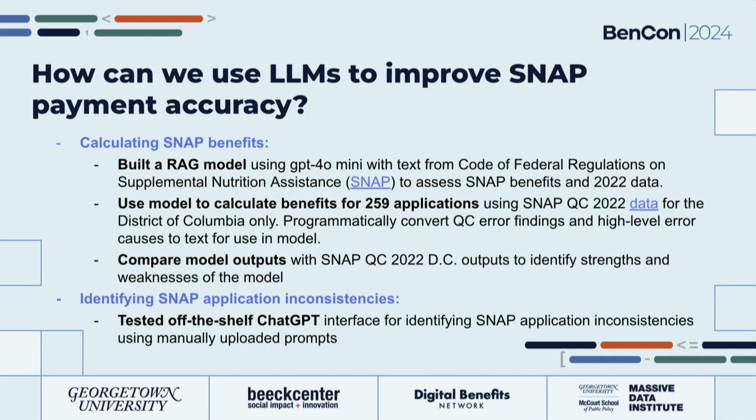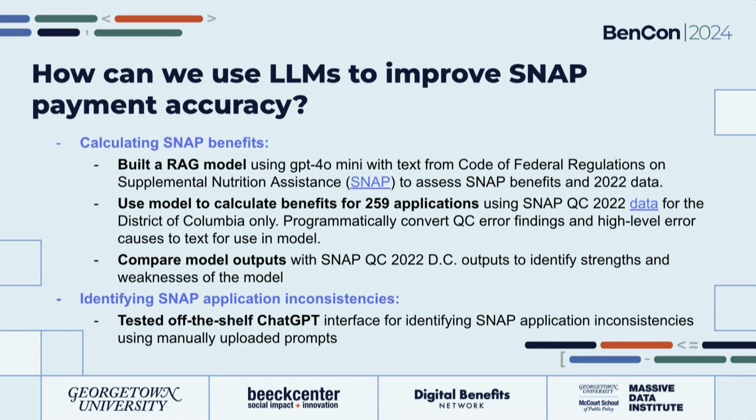To answer the first question, we built a RAG model using GPT-4o Mini, as many people here did. We used the model to calculate benefits for all 259 applications that exist in the SNAP QC 2022 data. And then we used that DC data to compare our model outputs to see how our model performed.